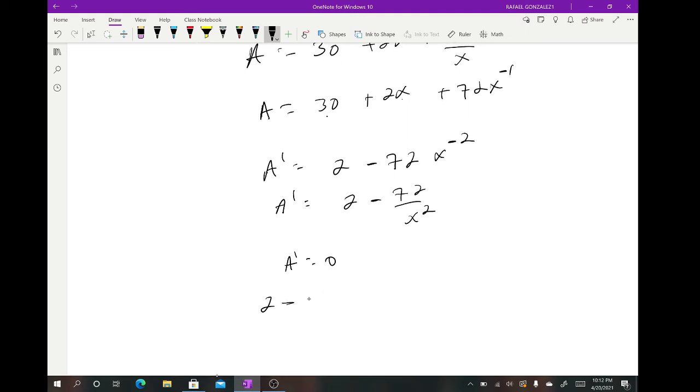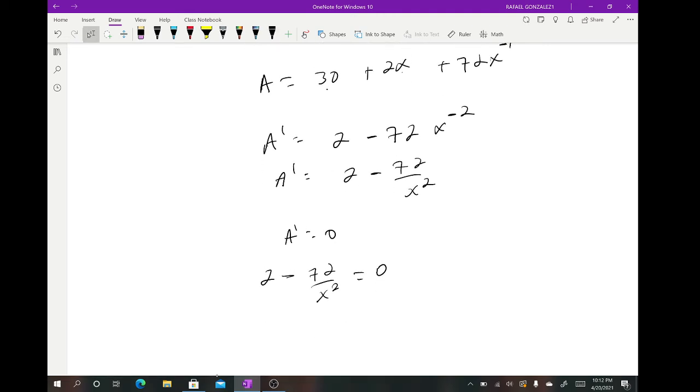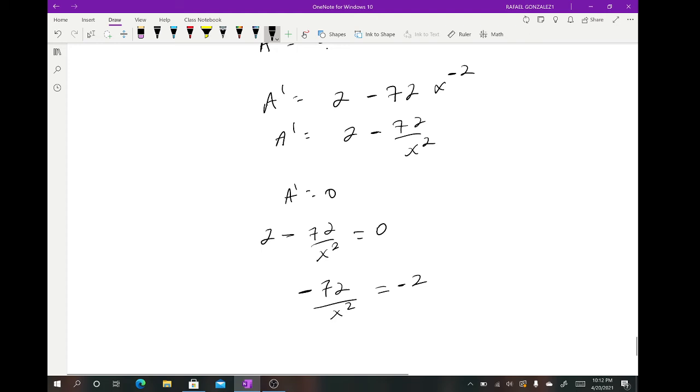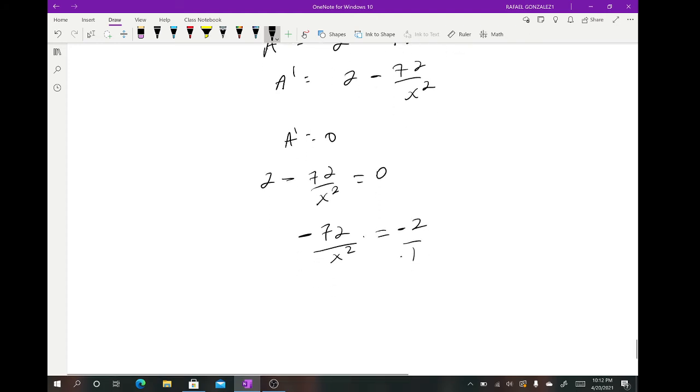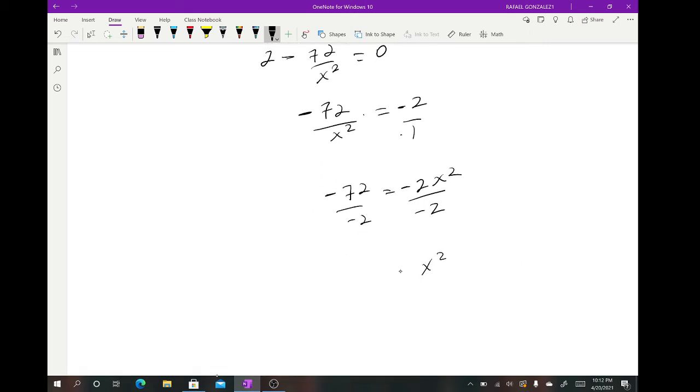The derivative is equal to 0 when 2 minus 72 over x squared is equal to 0. If we subtract 2 on both sides, we get negative 72 over x squared is equal to negative 2. And then here we could actually cross multiply. So if you cross multiply, we get negative 72 equals negative 2x squared. And we could divide both sides by negative 2. And we have x squared is equal to 36. And then we take the plus or minus square root, and we get the answer is plus or minus 6.